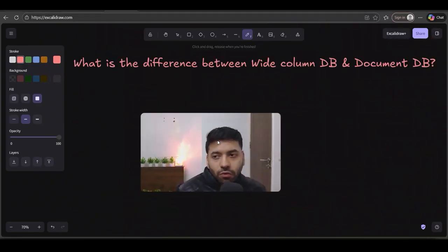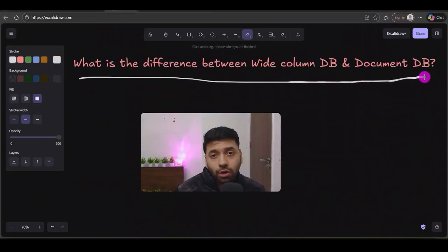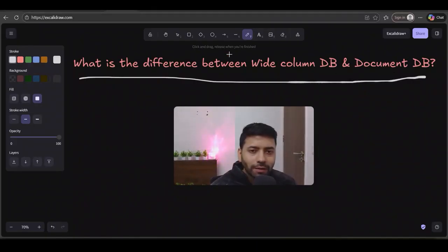Okay, so the question was, what is the difference between wide column database and document database? Because both of these appeared a bit similar to me in the beginning, so I had this doubt. So maybe you also have this kind of doubt, so let me clear this for you. First of all, how they store data, or overall their model, is completely different.